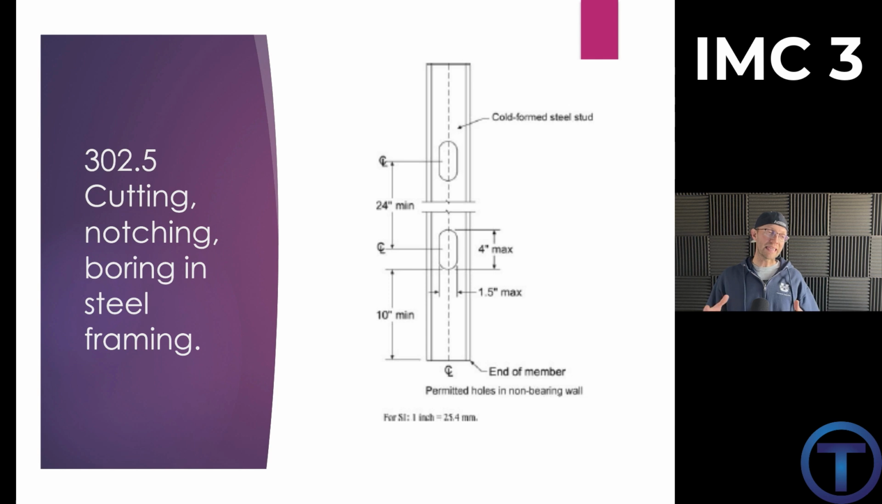302.5 talks about the cutting, notching, and boring in steel frames. So we're talking about the cold-formed steel studs that you'll see in commercial buildings. And this time it refers us to the AISI standards or codes that give us the information as to what we can do to these studs to move our mechanical or piping systems through.